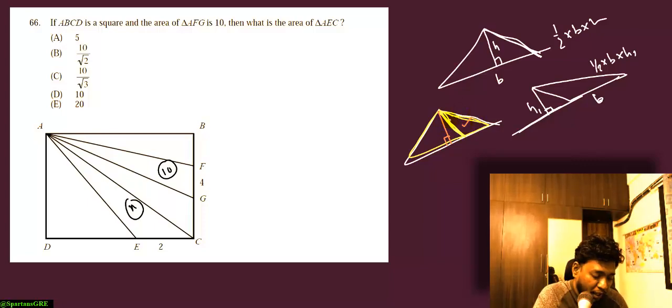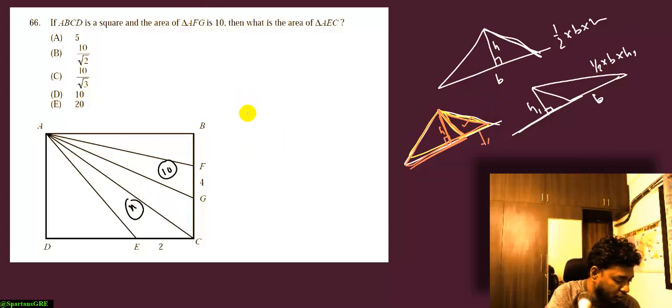This small triangle is an obtuse angle triangle, so the height for this is this one, the base is this one, and for this triangle the base is this one, the height is again this one, same, right? Now using this concept you will solve this question.